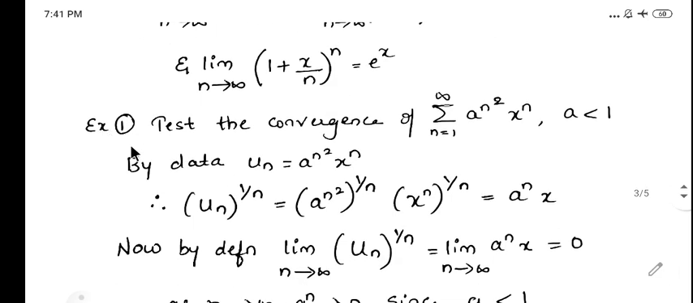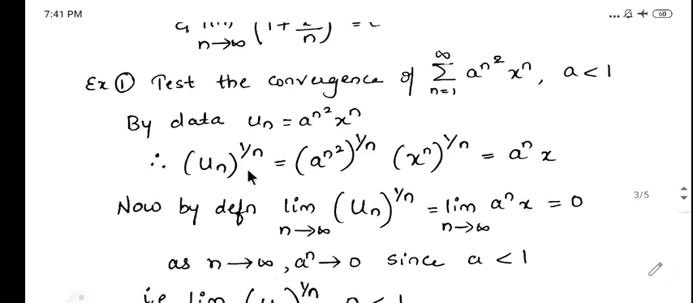The first example, test the convergence of summation n is equal to 1 to infinity of a to the power n square times x to the power n, where a is less than 1. Here, whatever is after the summation, we have to write as un. Therefore, un is equal to a to the power n square into x to the power n.